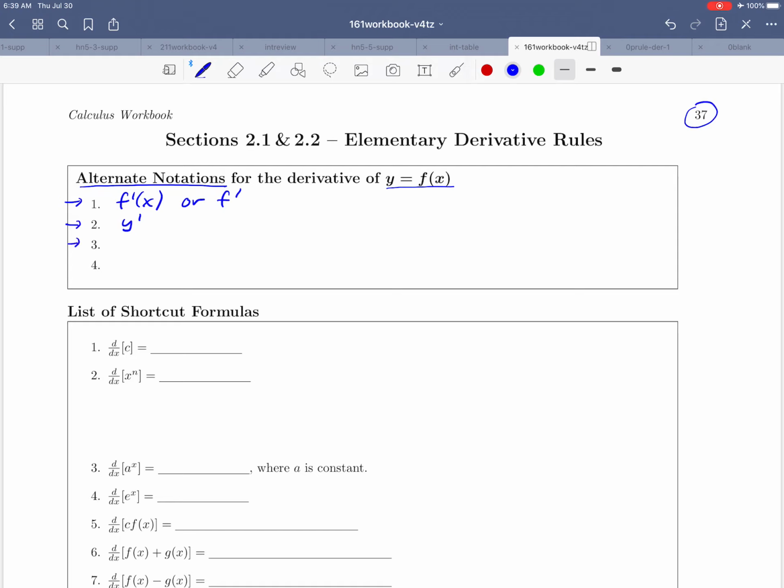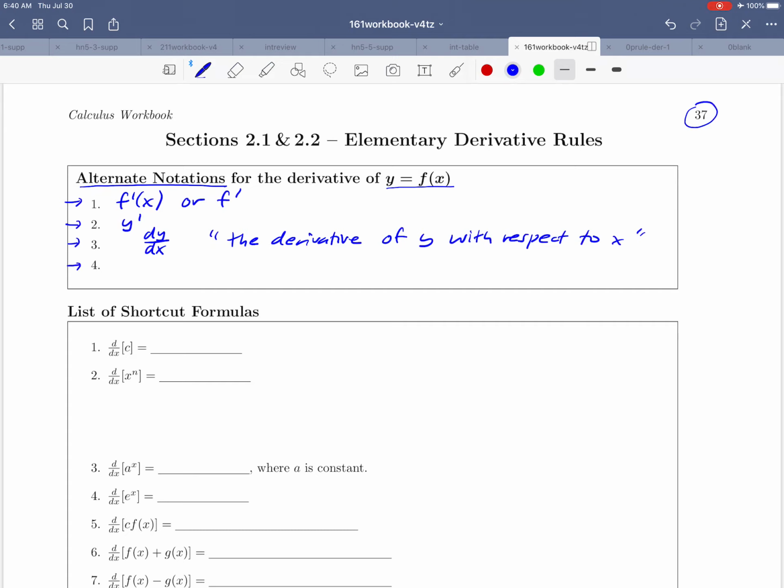The third way, this notation is probably going to be new. I don't know that we've seen this in this course so far. dy dx. In words, when you see that, you can think of it this way: the derivative of y with respect to x. That also represents the derivative. It's a way of emphasizing that y is the output variable and x is the input variable.